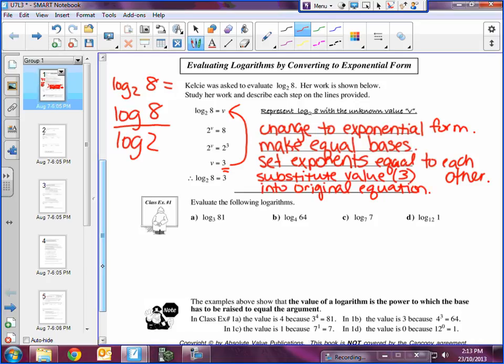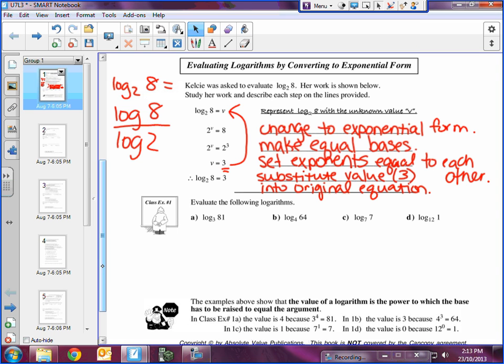Do you understand these steps? Okay, so if you ever have something like that, you could change it to exponential, set your bases equal to each other, solve for your exponents, and then substitute it back in.